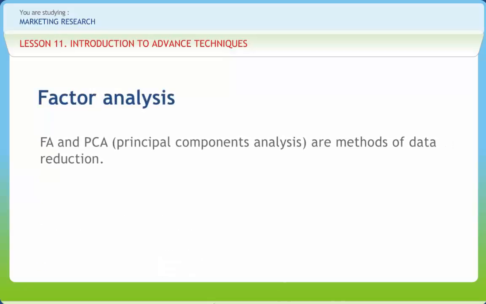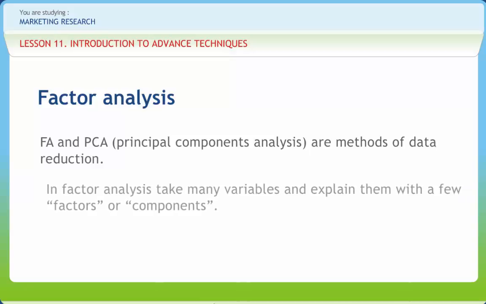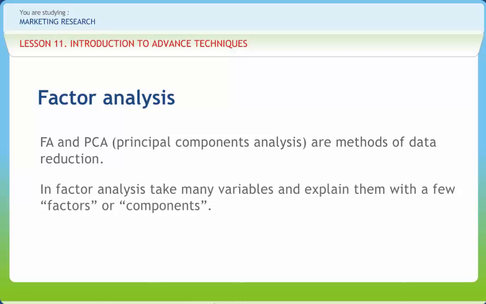FA and PCA, principal components analysis, are methods of data reduction. In factor analysis, we take many variables and explain them with a few factors or components. Correlated variables are grouped together and separated from other variables with low or no correlation. Patterns of correlations are identified and either used as descriptive (PCA) or as indicative of underlying theory (FA).